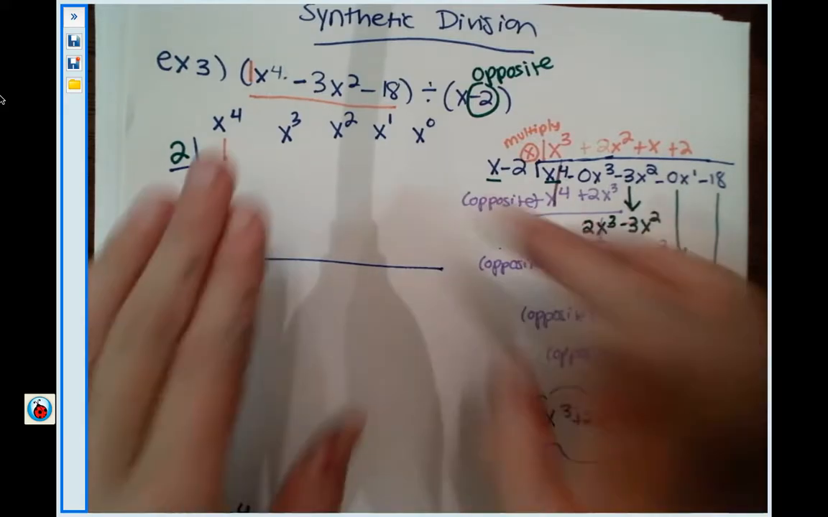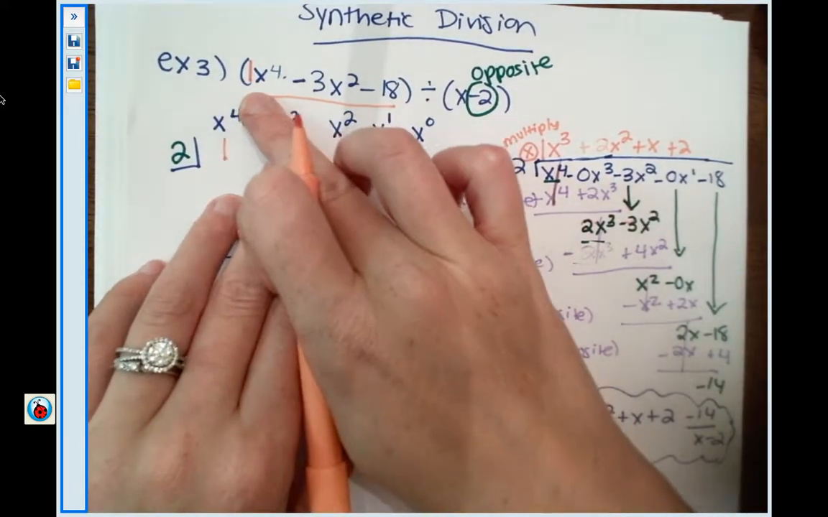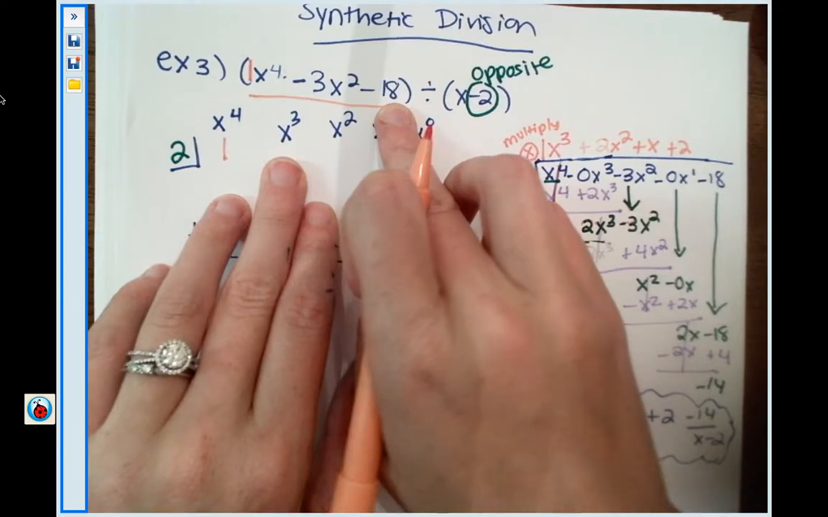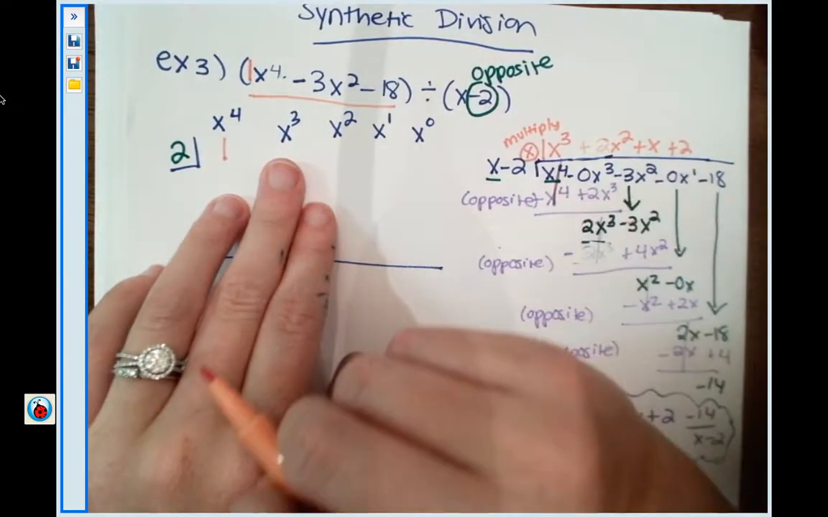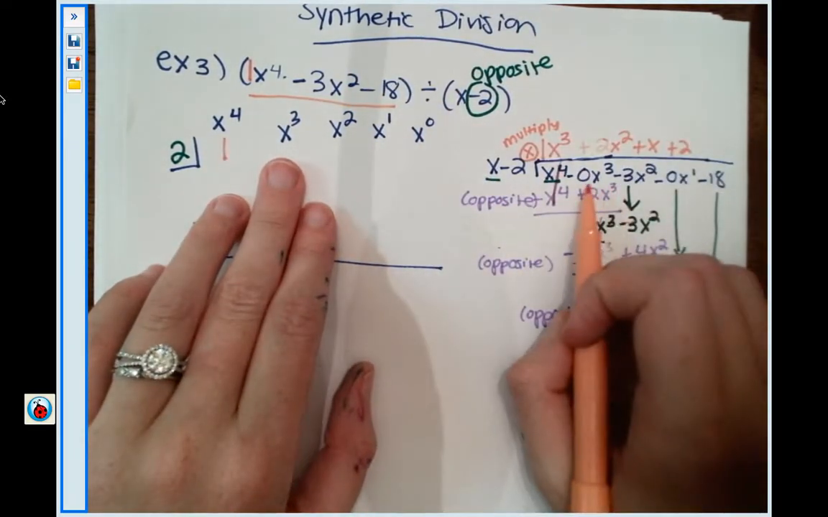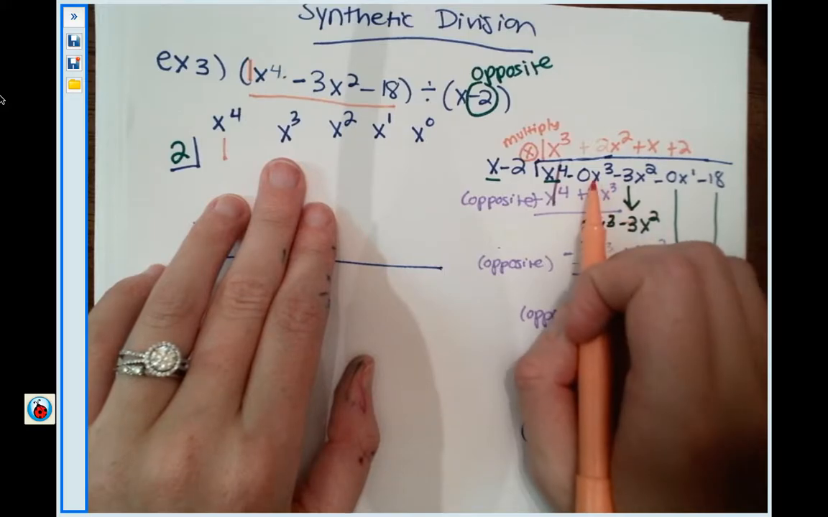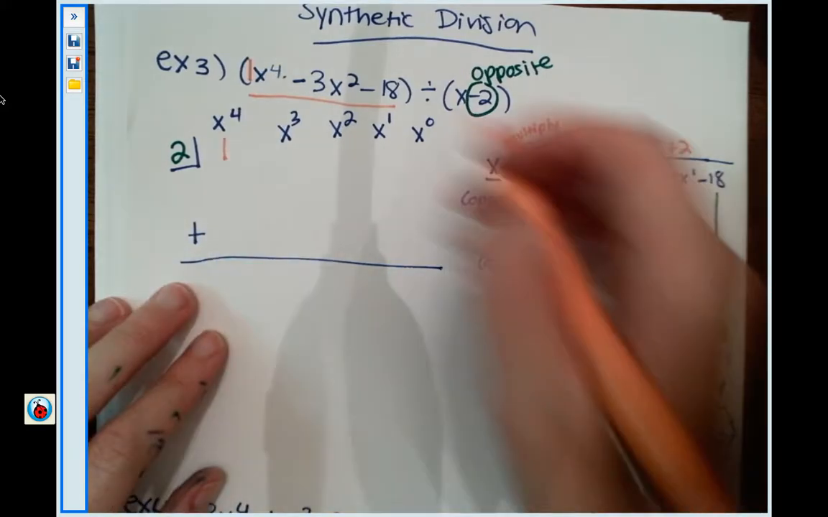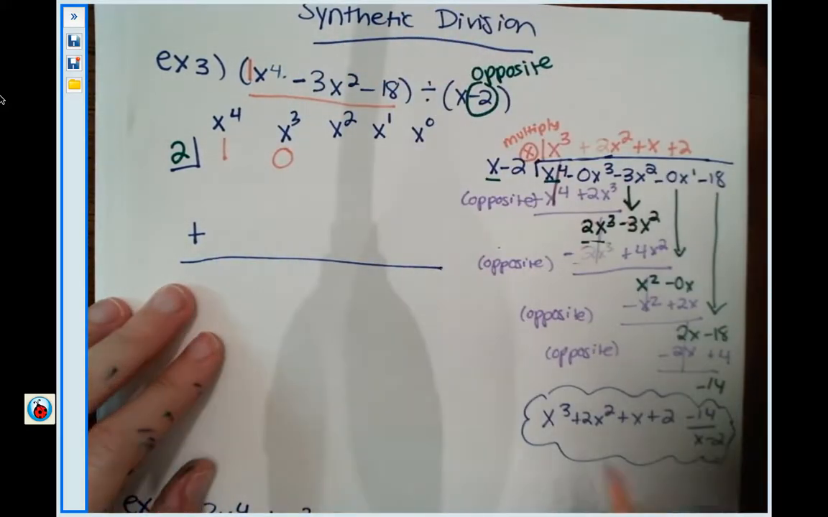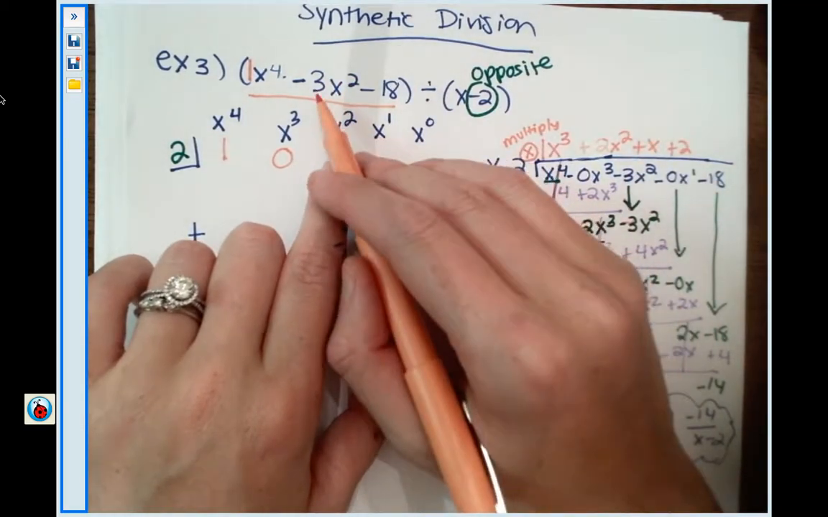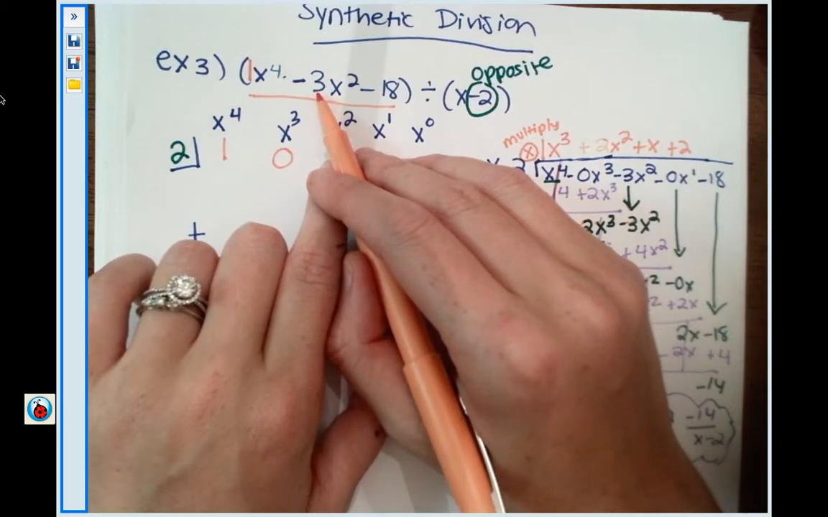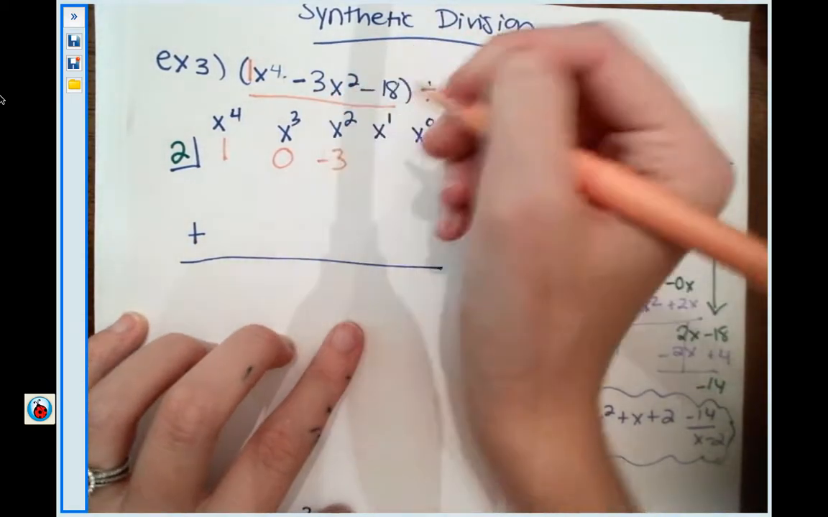Okay, so now I'm going to x to the third. I'm going to see what the coefficient is of x to the third. I don't see an x to the third. I see an x squared, but I don't see an x to the third. So like we did over here, we're going to put in a 0 placeholder for that x to the third spot. So I'm just going to put a 0 in its spot. Now I go on to my x to the second term. My x to the second coefficient is -3, so I'm going to write that in its place.